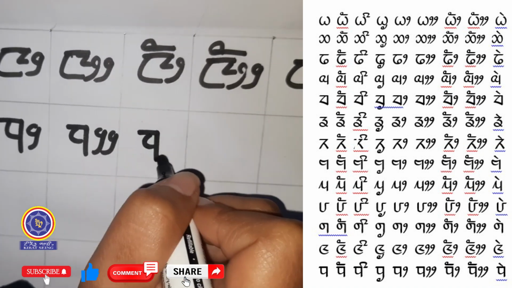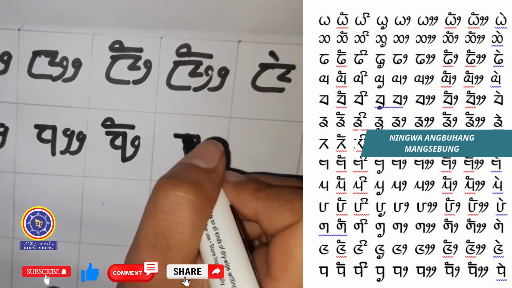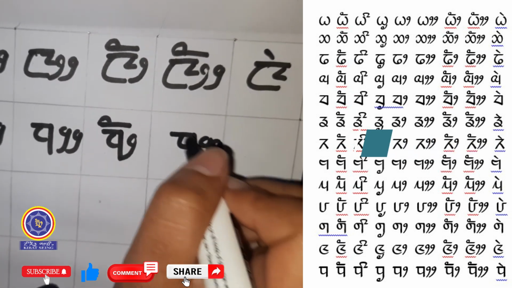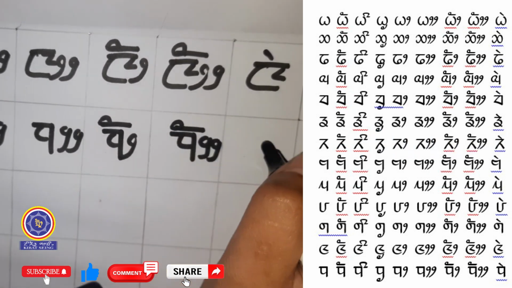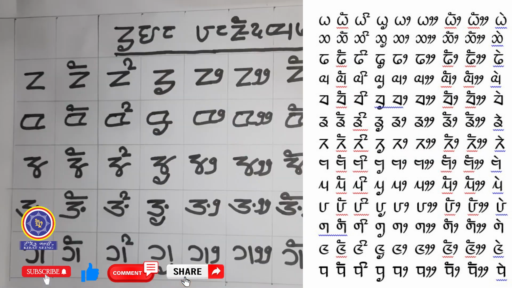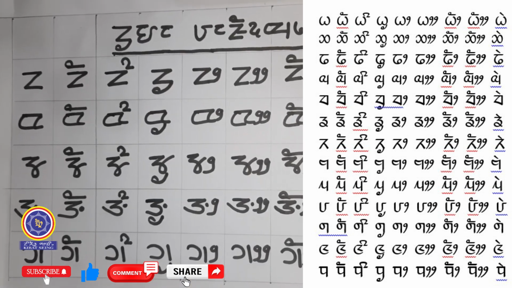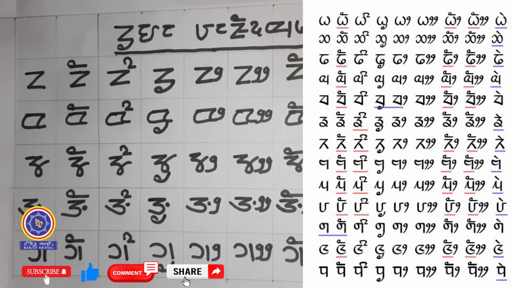Ga tumbo, ga tumbo go. Ga tumo, ga tumo go. Ga peta ge. So now I have finished writing consonant vowel symbols, and now let's read together and please follow me.